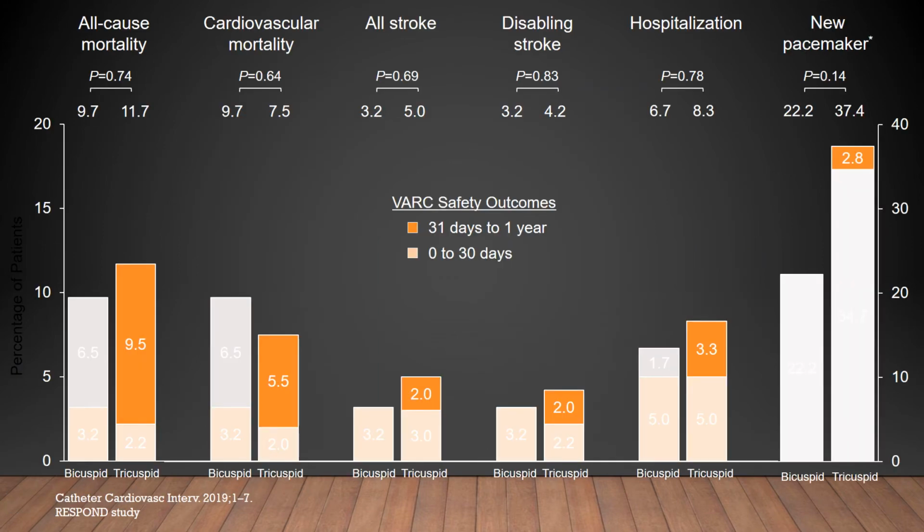We're always concerned about all-cause mortality, certainly cardiovascular mortality, and need for permanent pacemakers, and so on and so forth. But interestingly, none of these panned out to be the case. So whether a patient had a bicuspid valve or a tricuspid valve, including the VARC safety outcomes, there was no difference.